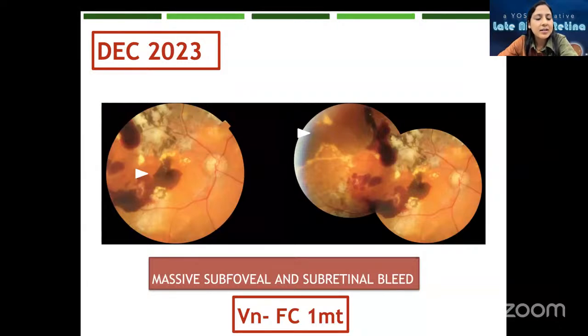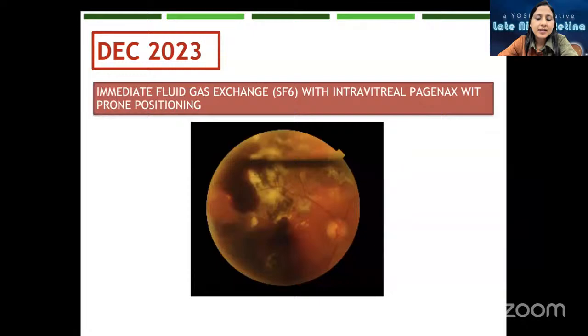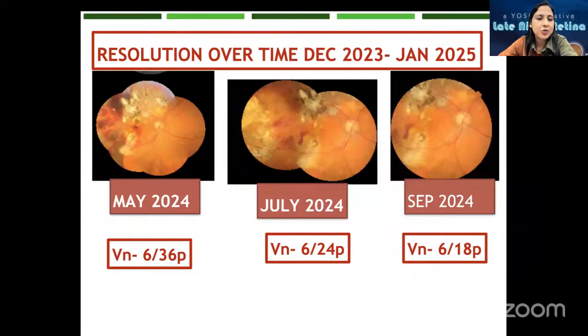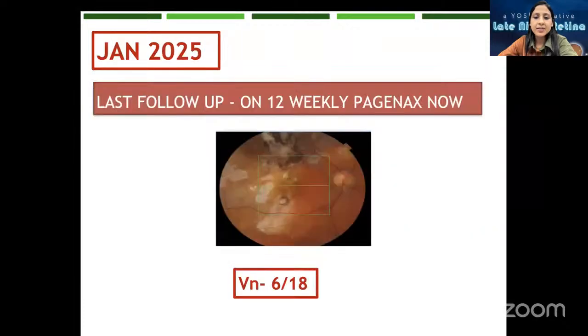So we went ahead with the surgery, just did a fluid air displacement, used SF6 gas, and gave her a face down position along with the Pagenex. She started doing better. Here we can see the gas bubble slowly going, and these are the eventual follow-ups. In May 2024 the vision started improving, then July, and now we were giving 12 weekly injections. And this is the last follow-up in January 2025.